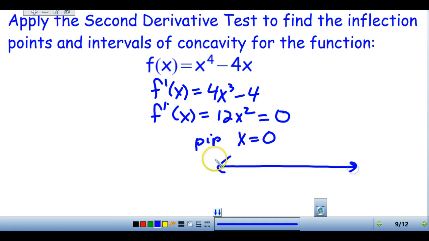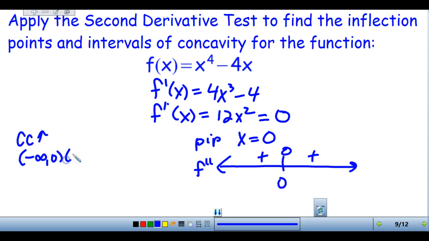I want to go ahead and run a second derivative test. If I plug in a negative number like -1, 12 times -1 squared is positive. If I plug in something bigger than 0 like 1, I also get a positive. So when I want to describe the function, I would say that the function is concave up on the interval of -infinity to 0 and from 0 to infinity, and that there was no change in concavity, even though there was some type of a break in the graph that caused this stop in the concavity, but there are no inflection points.